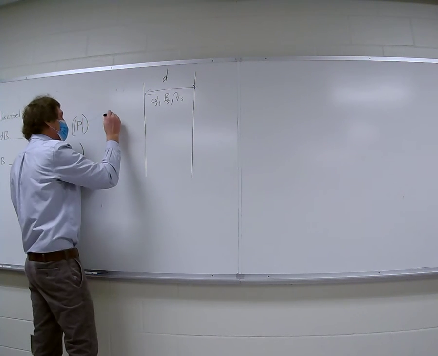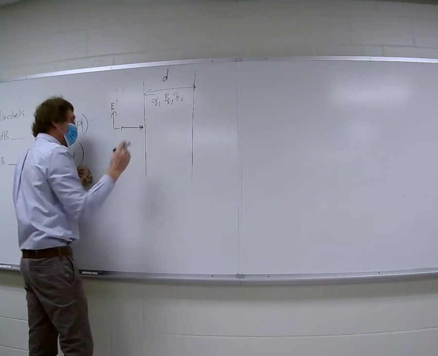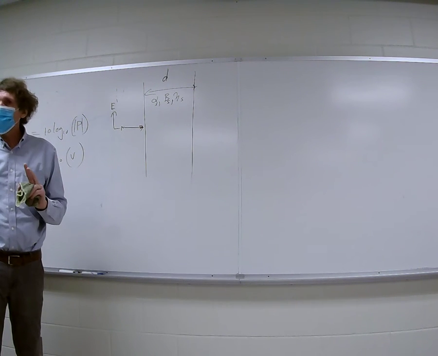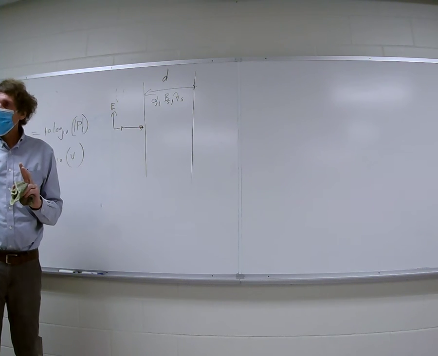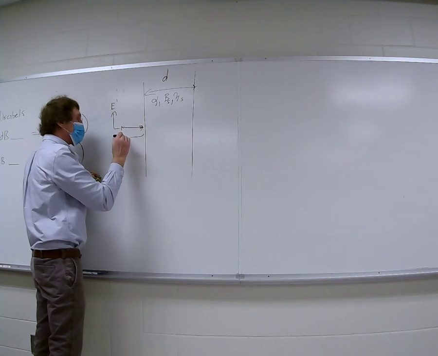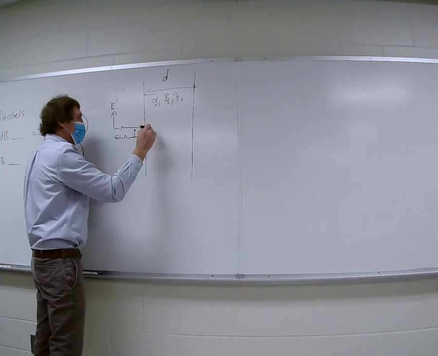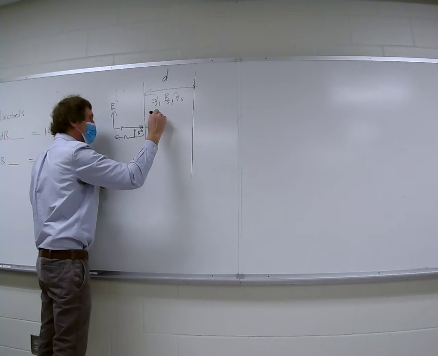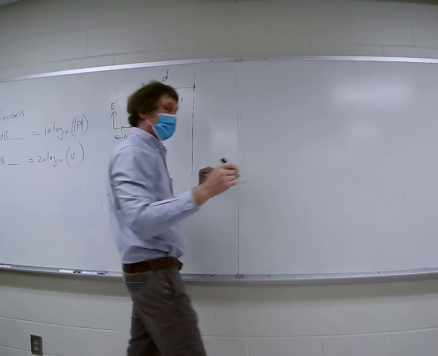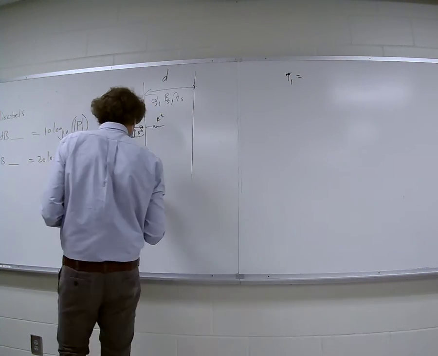Now, you have an incoming field with a magnitude EI. It's propagating this way. Really, at this point, it doesn't matter about coordinate systems. If you want to, you can put them in. You don't have to. You'll be good at this after a while. All right, now, you know that there's going to be a reflected wave, right? This way. And there's a transmitted wave. Everybody got that?